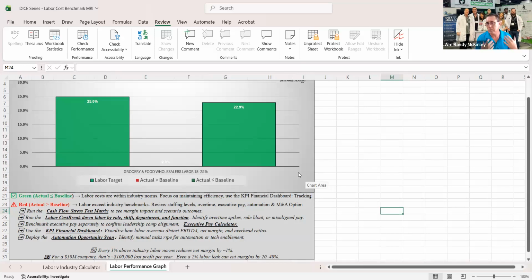And if you have any questions, give us a call. We'll be happy to talk to you, complimentary, to give you some more insight. But it's one of our powerful MRI tools.